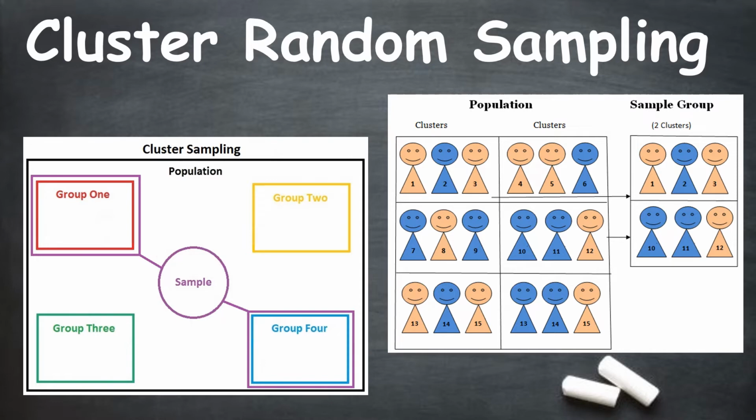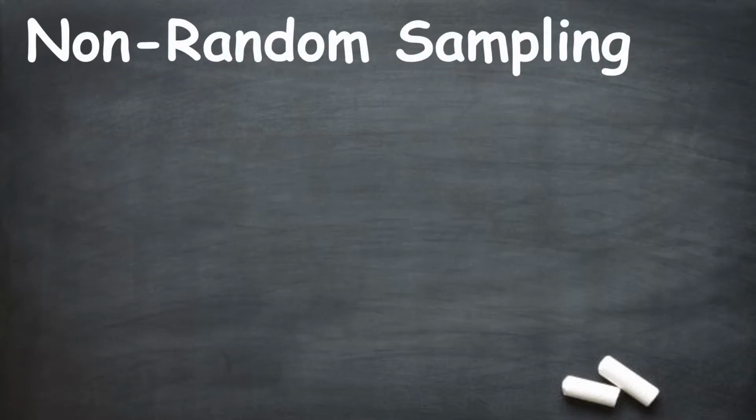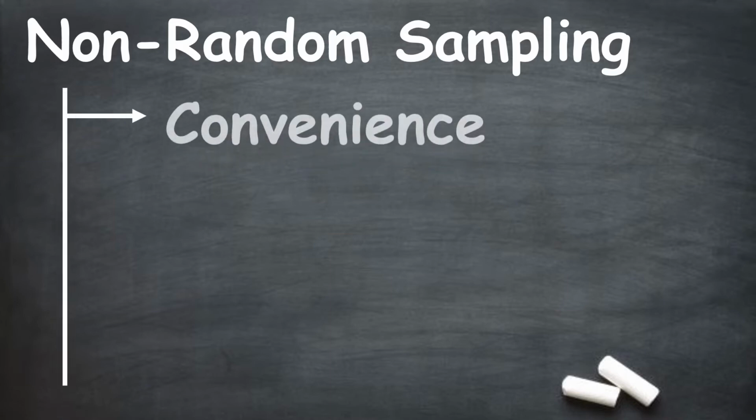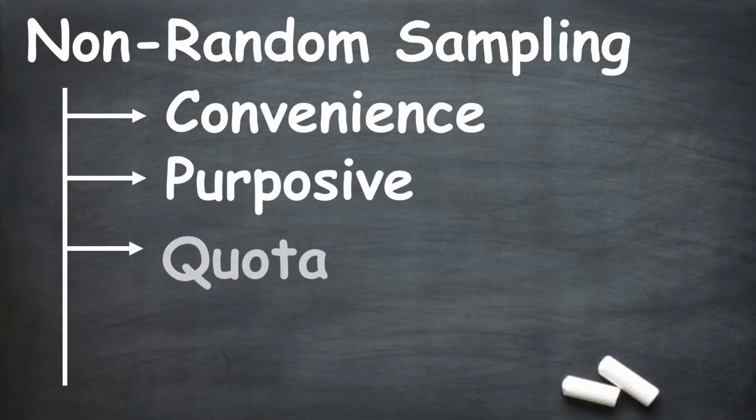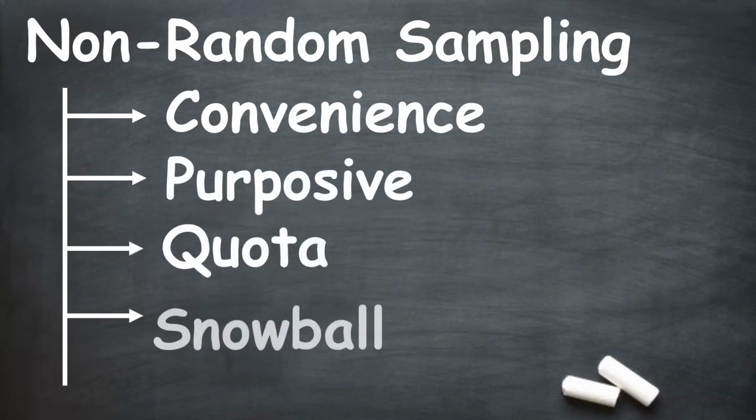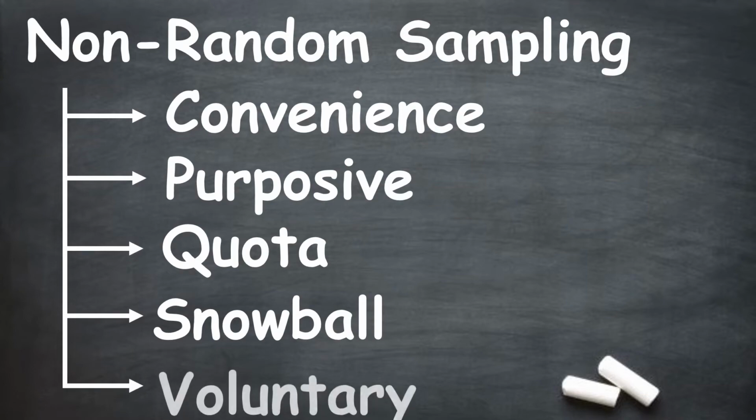So all the students under STEM strand and ADT students will become your sample, and then the rest of the strands will just be disregarded. Next kind of sampling is the non-random sampling technique. Under this sampling technique, we have the convenience sampling, purposive sampling, quota sampling, snowball sampling, voluntary sampling.